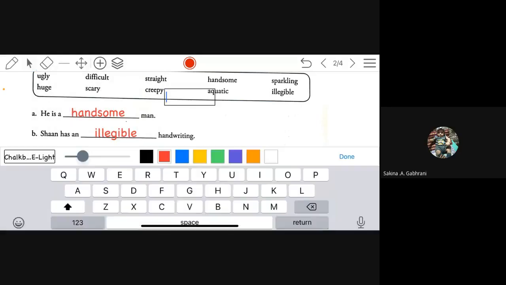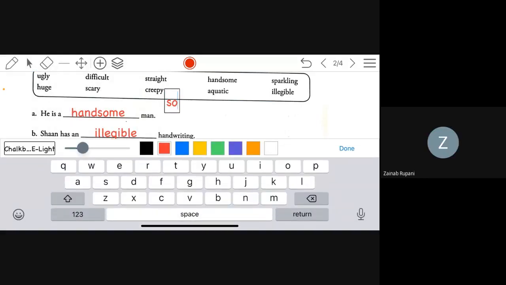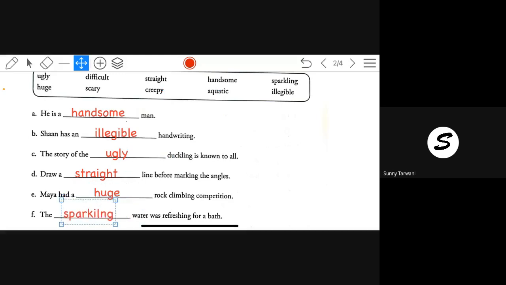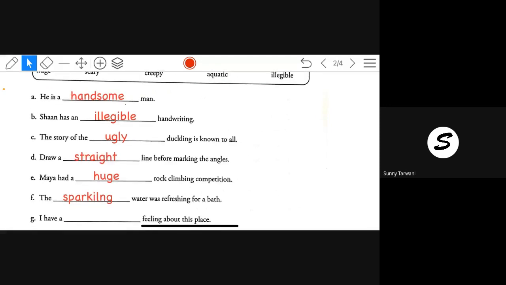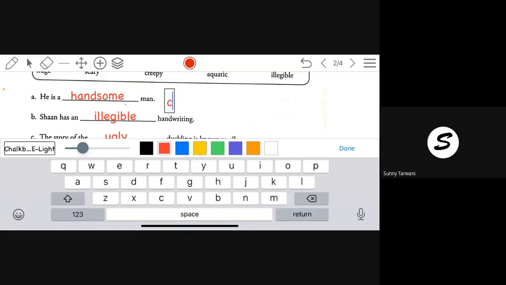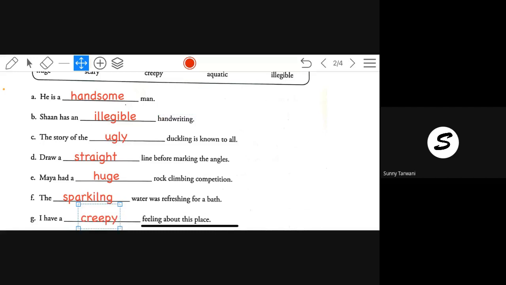Creepy is something that causes fear when you are afraid. I have a creepy feeling about this place. When you go to a place which is haunted, then you might feel creepy, might be afraid, because of the stories you heard about that place.